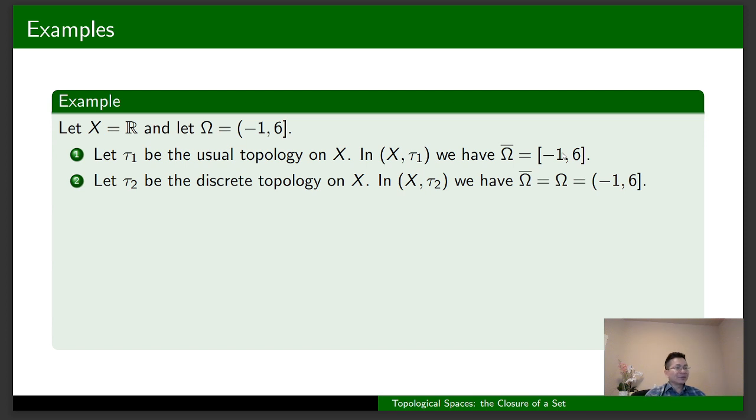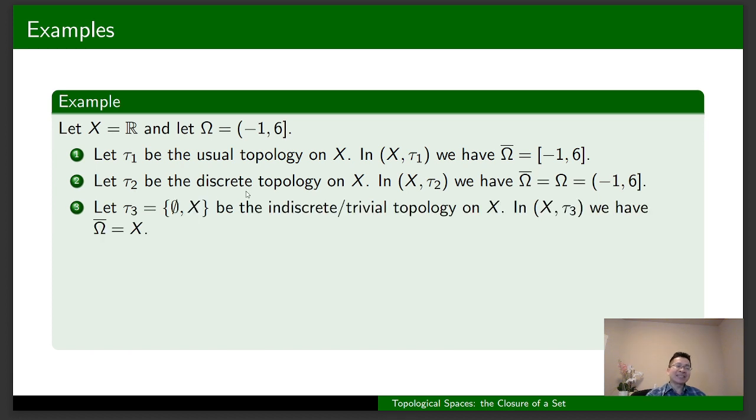Tau 2 is the discrete topology on X. Please remember that in this topological space, every set is both open and closed. In particular, the set omega given here is closed. So the closure of omega is itself, which is this interval.